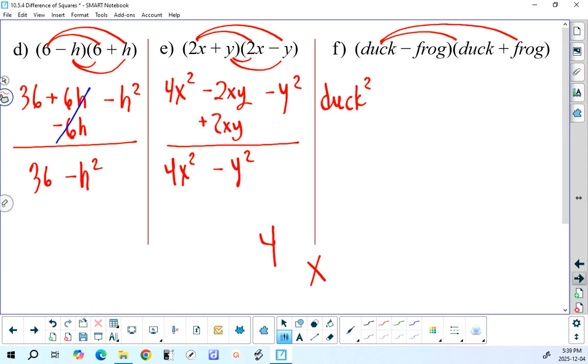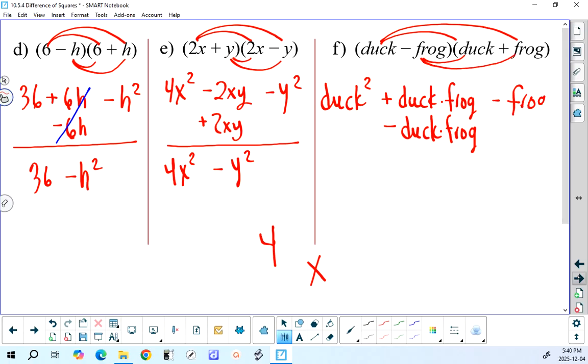I have to take duck times frog, which is positive duck frog. What does that mean? Who cares what it means? It means duck times frog. I need to take negative frog times duck, which is negative duck frog. And then I have to multiply negative frog by positive frog. That gives me negative frog squared. And when we add these together, the two middle terms cancel, and you're left with duck squared minus frog squared.